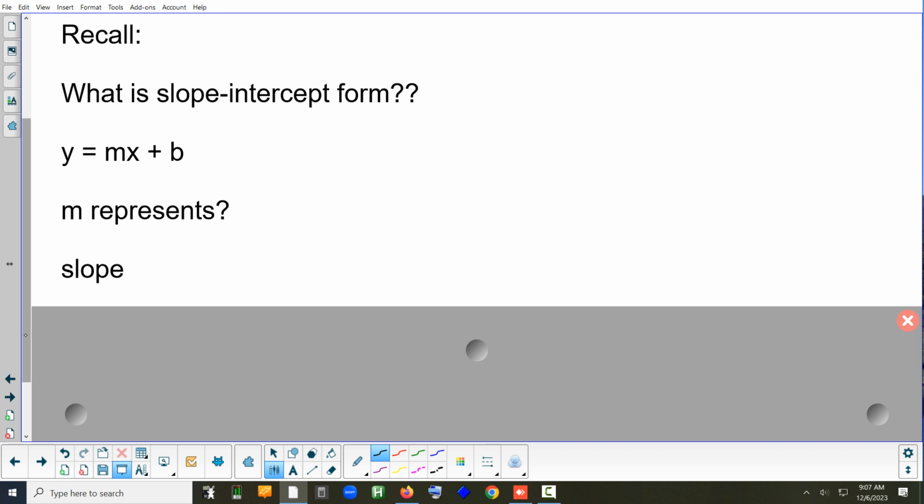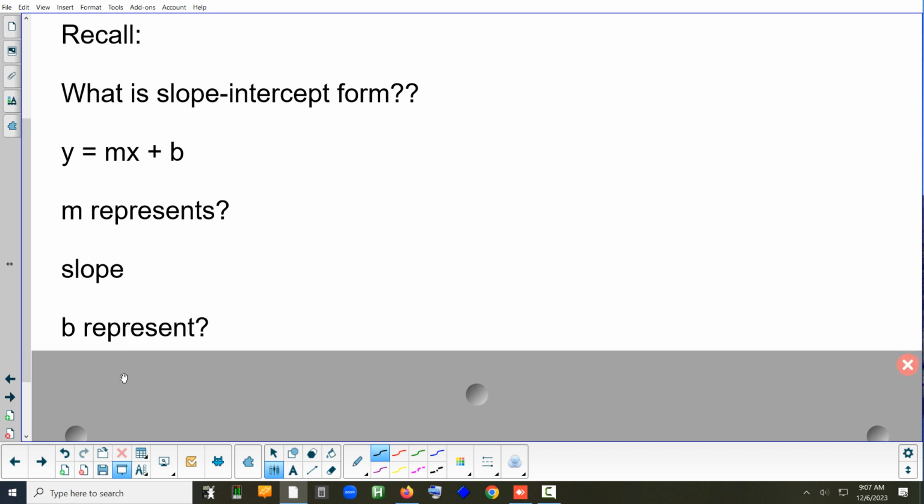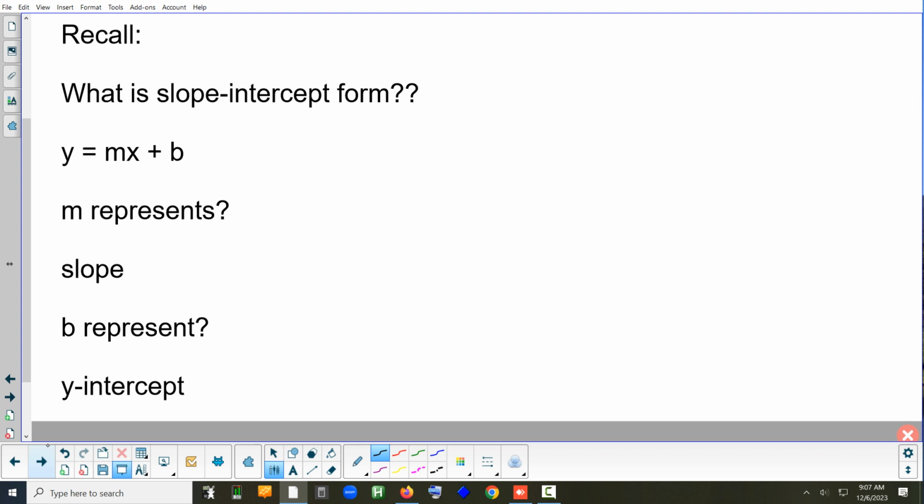And the other thing that we have is the b. What does the b represent? The y-intercept. Yep. And what does that mean? If you had to simplify that for someone, what the y-intercept is where what happens? Where the line is going to hit the y-axis, yes. So it's where the line crosses the y-axis.